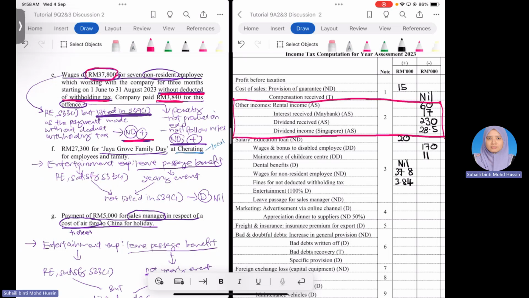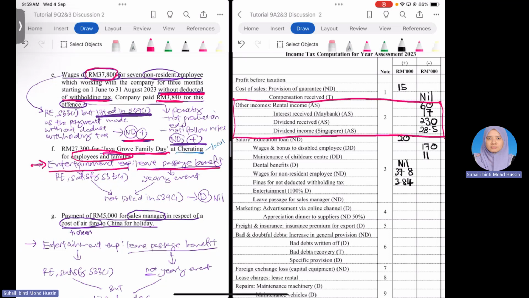Okay, and then 3F, we have the company spending 27,300 ringgit for the Jaya Group Family Day at Cerating for their employees and the employees' family, so they can invite their own families. So when the company spends for the Jaya Group Family Day, this is the entertainment expenses. This is considered entertainment expenses, but more on the leave passage benefit expenses. You can see that this family day is attended by the employees of Jaya Group Sdn Bhd, and they can invite their own family.